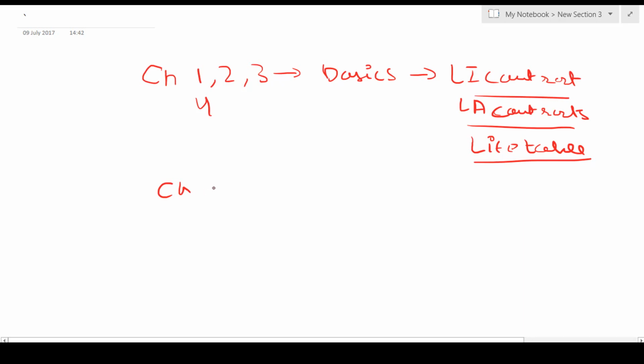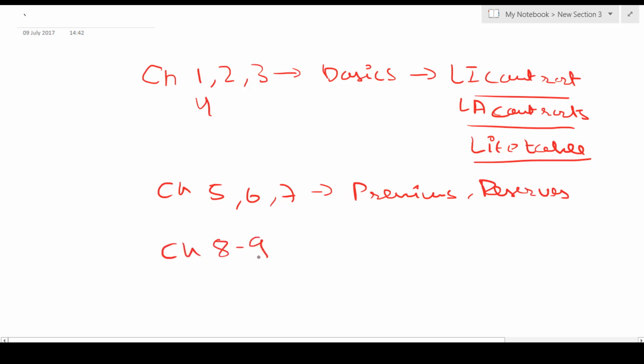If we get to chapters 5, 6 and 7, here we will be discussing premiums, the calculation of premiums and reserves. Okay, so this is what we'll be discussing, and when we are done with 5, 6 and 7, then we'll get to chapters 8 and 9. Chapters 8 and 9 basically cover joint lives.